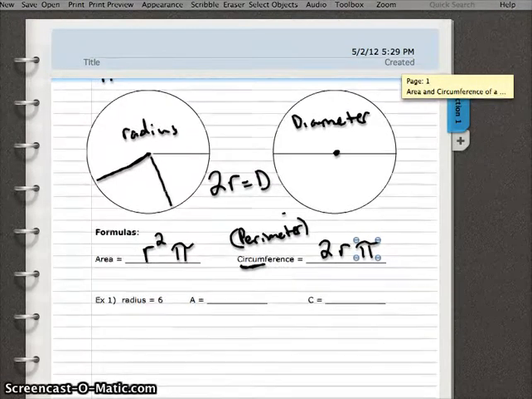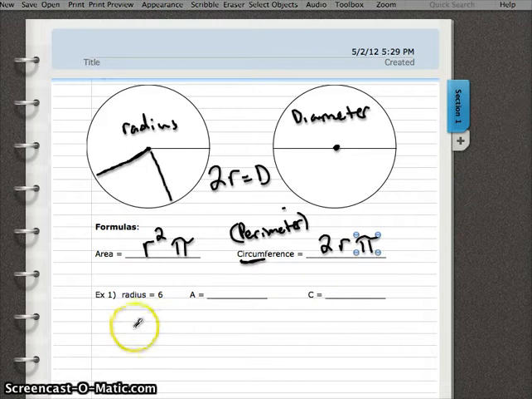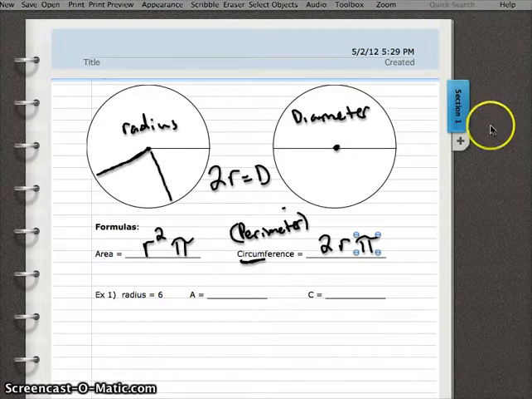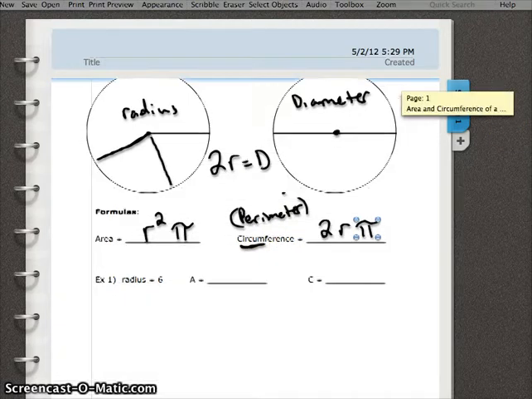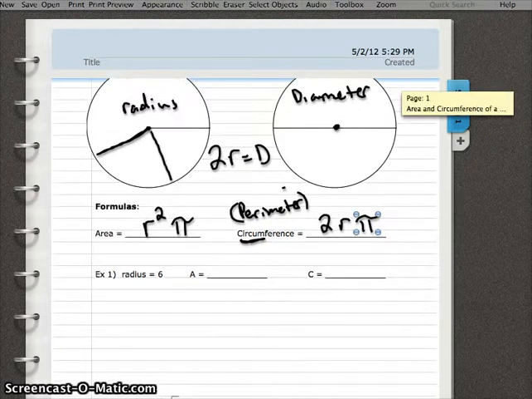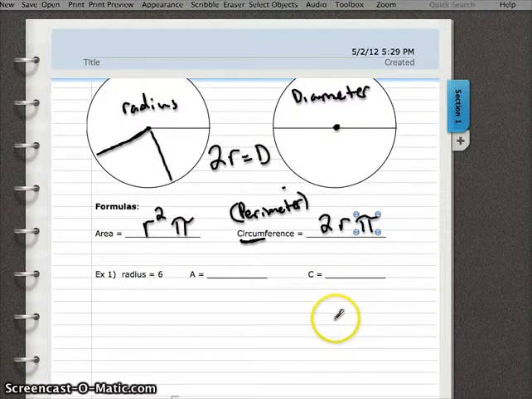Alright, let's do some examples here. How do we find the area of a circle given the radius of 6? And you'll see lots of problems where they will give you one of three things. They'll either give you the radius, or they'll give you the diameter, or they'll give you the area, or they'll give you the circumference, and then they ask for the other bits and pieces. So we're going to work forwards in that respect for the first couple examples, and then we'll start doing some of those trickier ones where we have to work backwards.